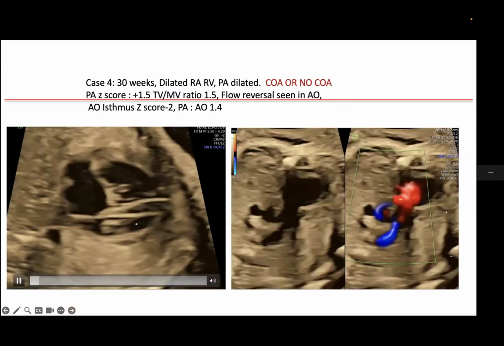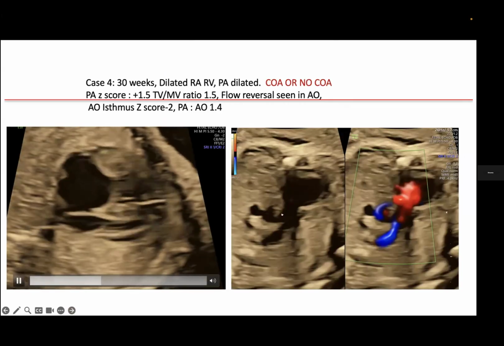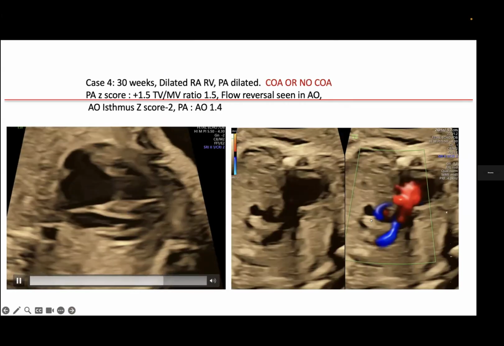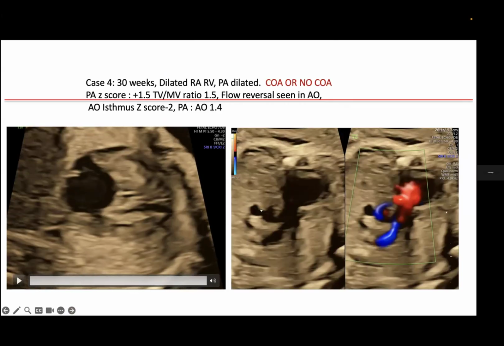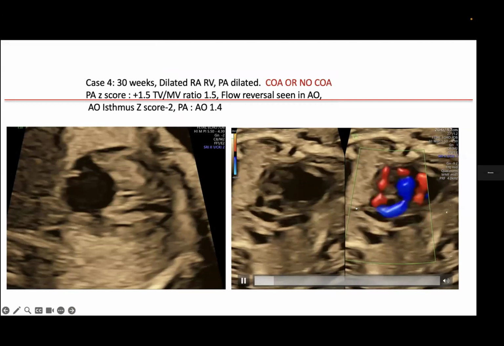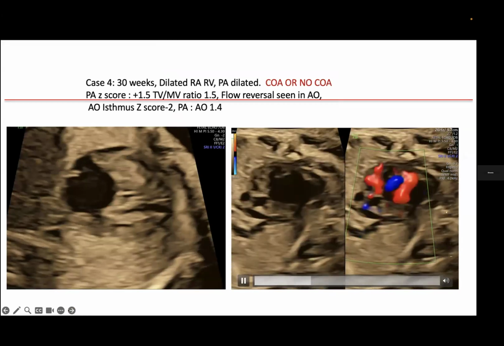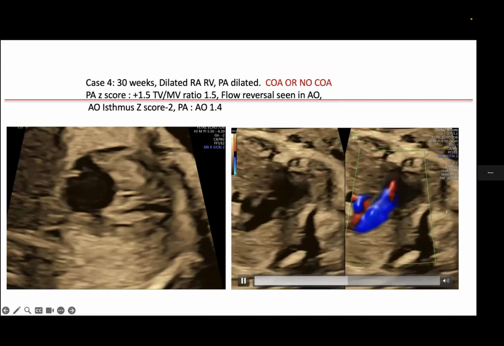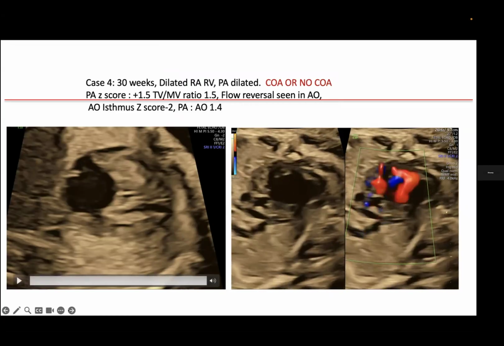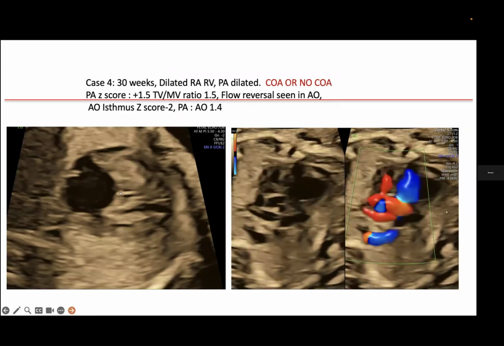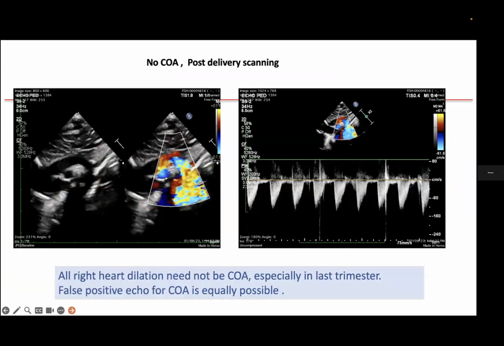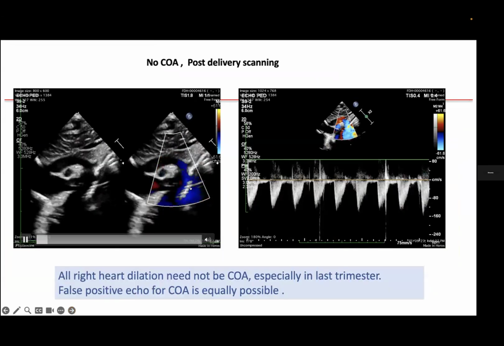Now, this is another case who is 30 weeks, and as you can see, the right heart is dilated, left heart looks skinny. There is a mild flow reversal across the ascending aorta, and PA is dilated here. So is there coarct or is there no coarct? Let's see what happened to this baby. So this baby had no coarctation after birth, even after the ductal closure.